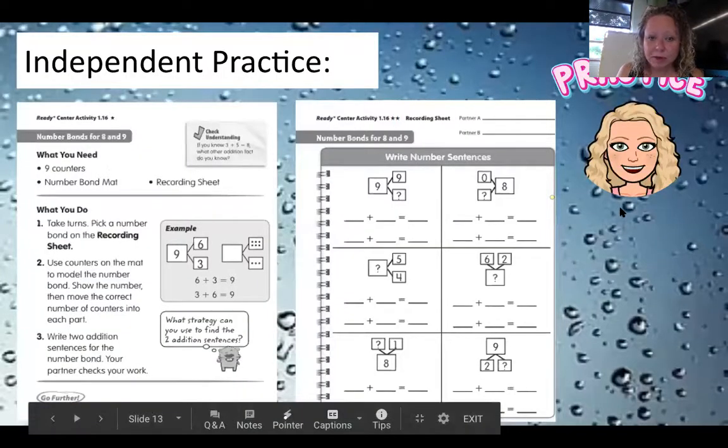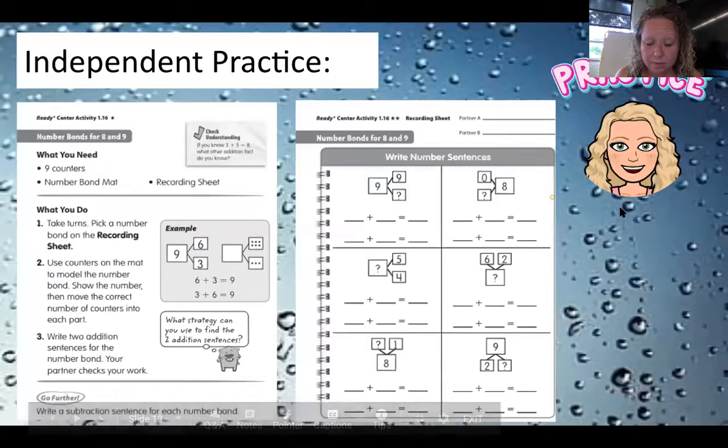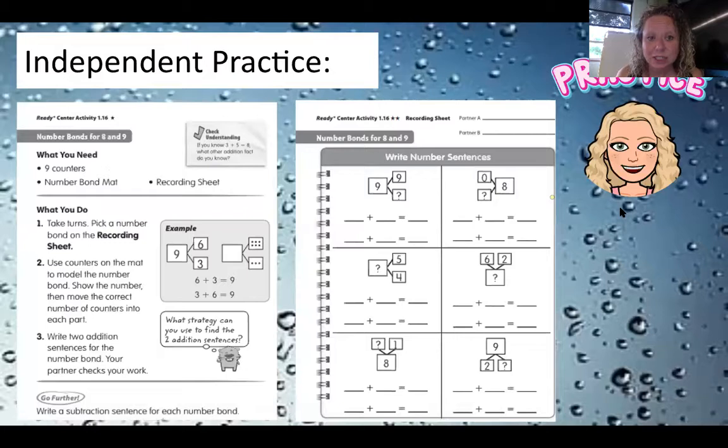I'm going to go over your independent practice page first, and then I'm going to leave you with a problem that I want you to send to your teacher. So first, here is your center activity. You are going to need 9 counters, which will be included. You're going to have to color and cut, though. You've got your directions here, and you've got your response sheet here. This is in your packet, in your green folder. This will be turned in the next time you see your teacher.